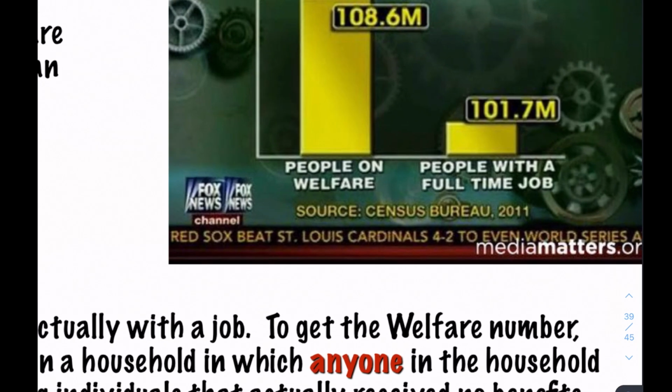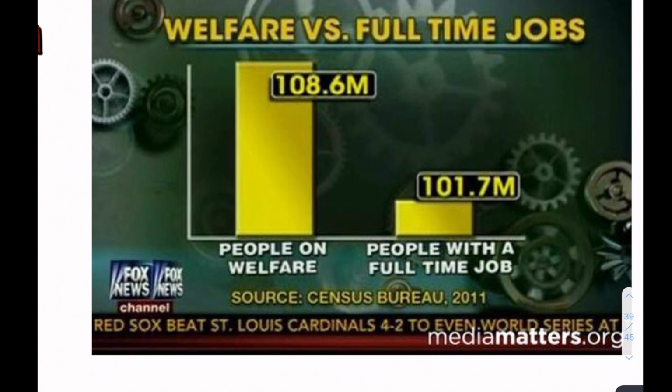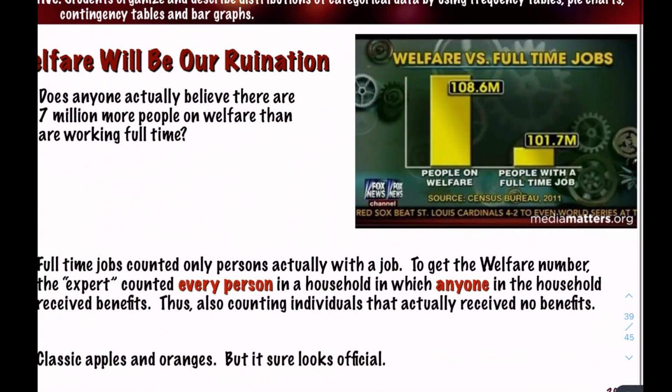Last one. We have a couple good ones. If we look at this chart, welfare versus full-time jobs, and this is from the Census Bureau from 2011, if we compare people on welfare to people with a full-time job, it looks like, just from this bar graph, that there's way more people on welfare compared to working, just using up government resources. But it's important to know what is represented in those numbers.